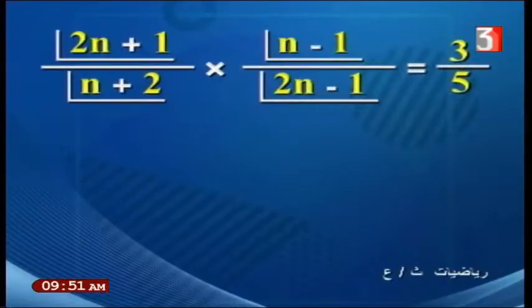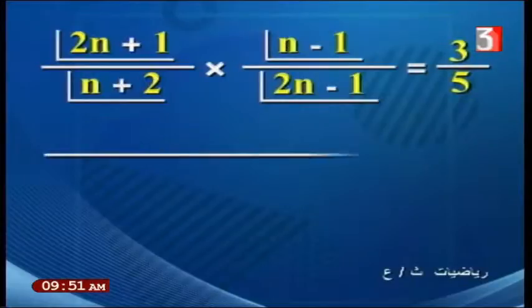Look at the numerator, factorial 2n plus 1. Convert it to factorial 2n minus 1 by using expansion: 2n plus 1 multiplied by 2n, factorial 2n minus 1. Also, convert factorial n plus 2 into factorial n minus 1 by n plus 2 multiplied by n plus 1 multiplied by n, factorial n minus 1.